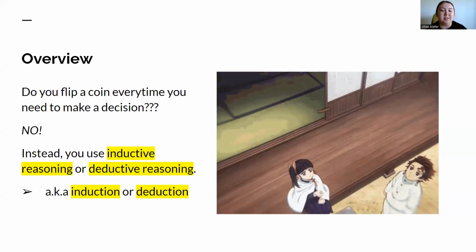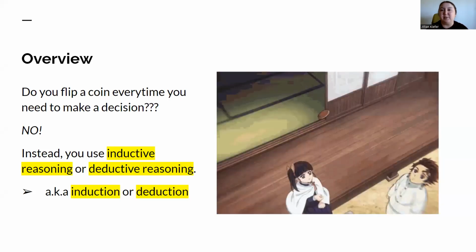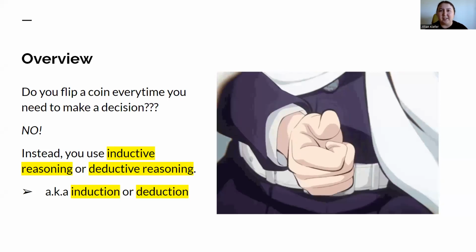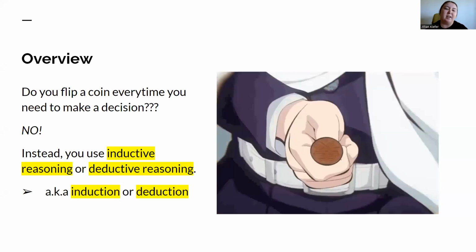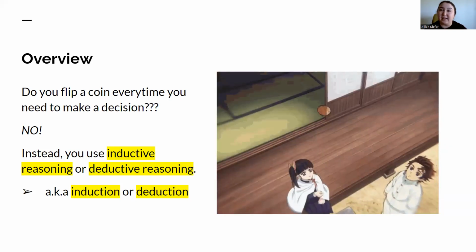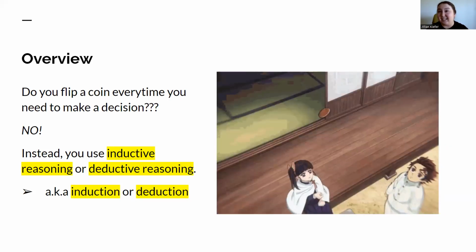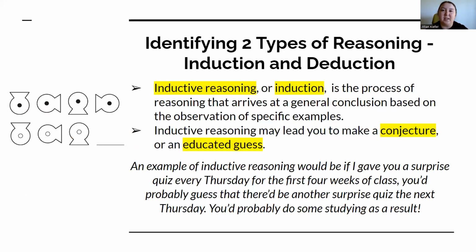So instead, we use inductive reasoning or deductive reasoning, which is usually just the reasoning that we already have in our brains. So a lot of times we already do these things, or are just now applying it to mathematical inductive and deductive reasonings here. We do call inductive reasoning induction, and we call deductive reasoning deduction as well. So if you hear either of those terms, that's what we're talking about. So starting off, identifying two types of reasoning, induction and deduction. We're going to focus on induction or inductive reasoning first, and then we'll talk about deductive reasoning.